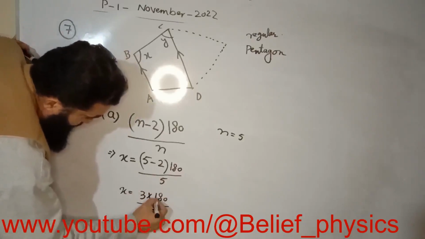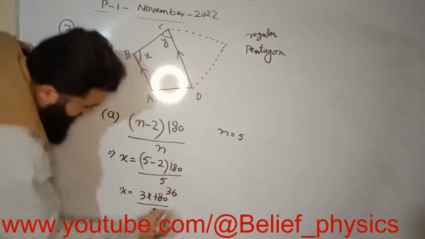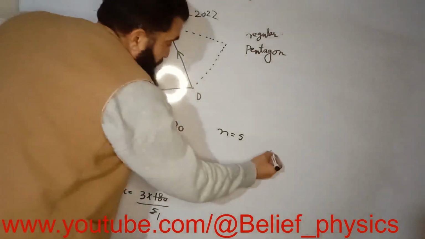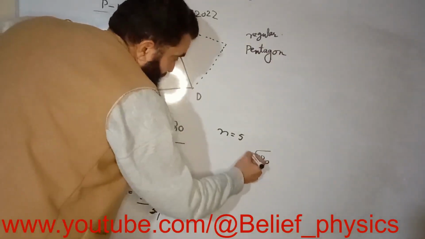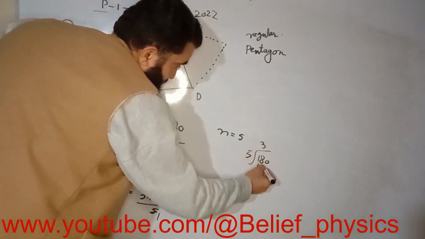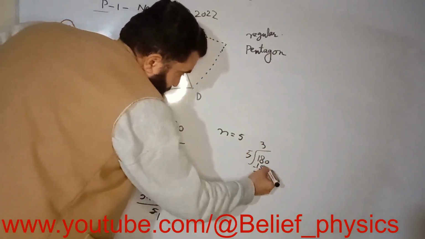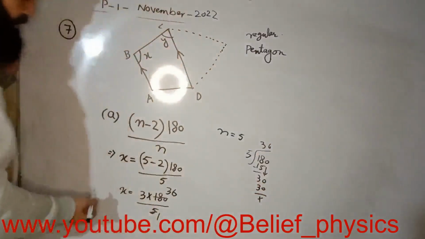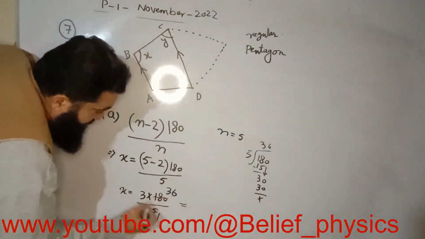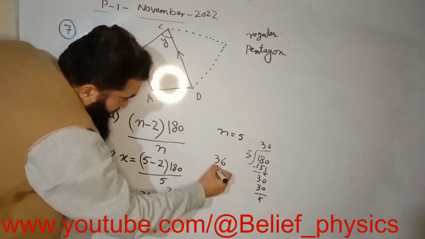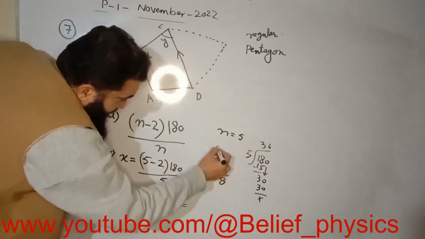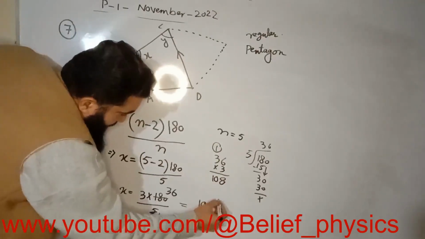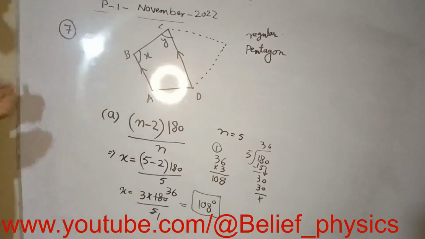If we divide 180 by 5, we will get 36. If you don't know, you can do it by long division. 180 divided by 5: 5 threes are 15, 18 minus 15 is 3, bring down the 0, 5 sixes are 30. Now x is equal to 36 times 3. 3 sixes are 18, 1 carry. 3 threes are 9, 9 plus 1 is 10. So 108 degrees. X is equal to 108 degrees.